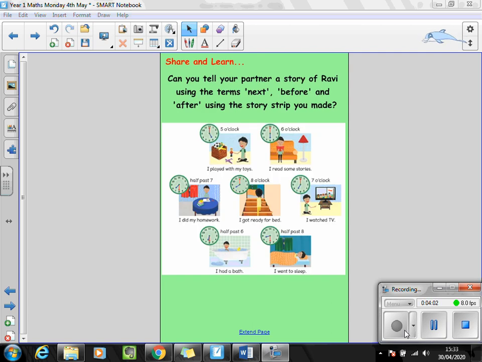Now I'd like you to try and tell a story to your adult about Ravi, and I'd like you to include the words next, before, and after. I'm going to give you a story as an example.